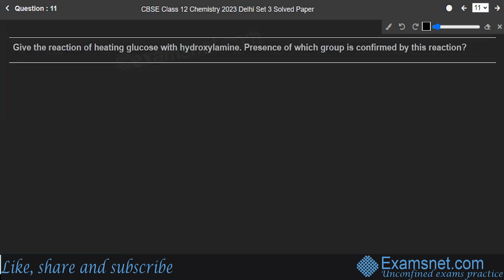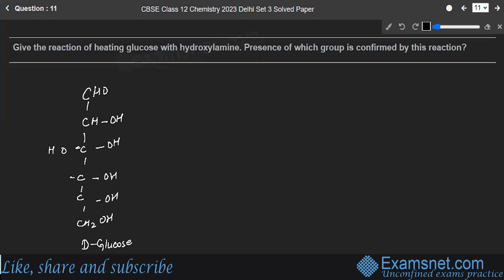It says, give the reaction of heating glucose with hydroxylamine. Presence of which group is confirmed by this reaction. Let's write down the reaction over here. Let's make the glucose open formula. This is CHO. Here will be CHOH. Then C, here will be OH, OH. C, C, CH2OH. This is D-glucose. It's completed. This is OH. Here is OH, OH, OH. Sorry, not OH. Here is O only, actually.